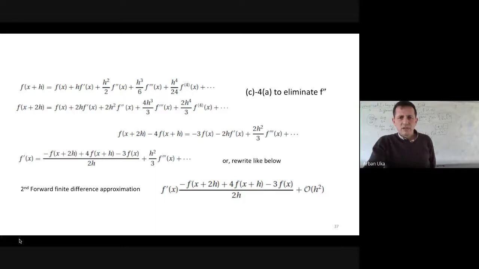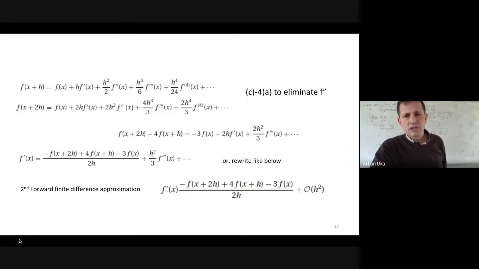So if we take equation C and we subtract 4 times equation A, we can eliminate the second derivative of f. Let me have a look at the first 2 equations. These first 2 equations are A and C. So from the second equation of this slide, we subtract 4 times the first equation, and we get the third equation in this slide, which is minus 3f of x, minus 2h times the first derivative of f, plus some terms in h squared times the third derivative of f.